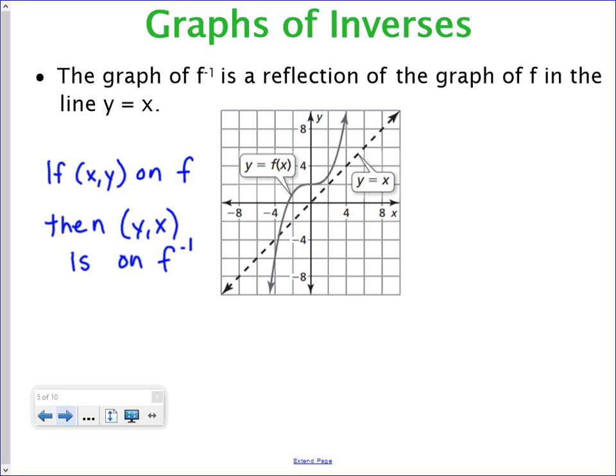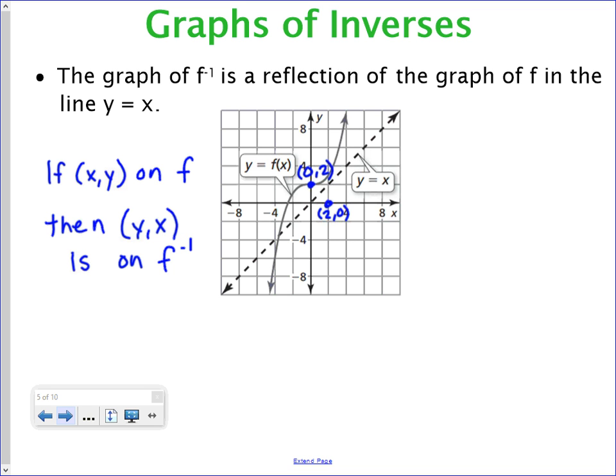So I'm noticing on this particular graph there is a point here, it looks like 0, 2, because I'm going by 2's. And that would mean there's a point here at 2, 0 on my inverse.